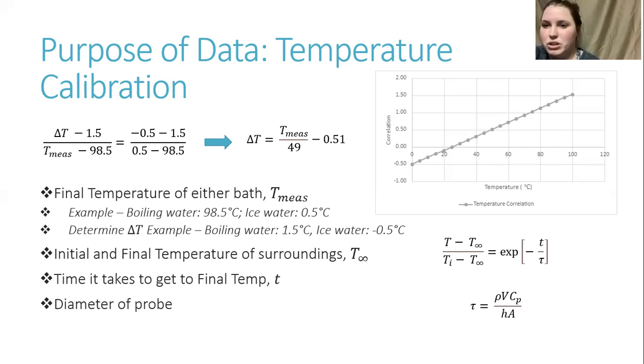And then we also took the temperature of the surroundings, and that is used for the equation on the right, which we can use to find the time constant and the temperature. The time that is taken can also be used in that equation. And also, like was said, we took the diameter of the probe, and that's used to find the time constant.